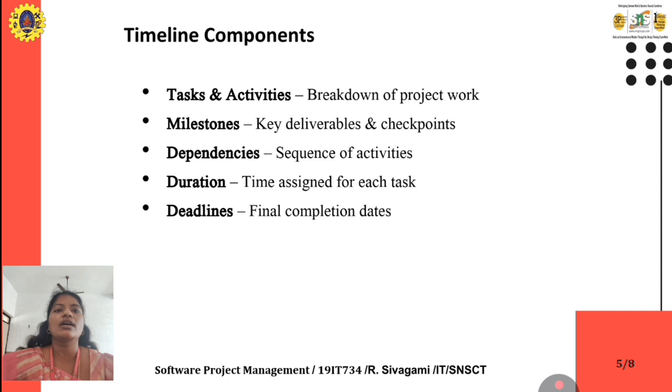We should fix checkpoints for our projects. And then the dependencies, the sequence of activities. Dependencies means that before we divide our project into small tasks, we fix a sequence process for the project. It is called the dependencies. And then the duration, the time we should allocate for each task. And then the deadline, the final completion date. The deadline is where we fix the final completion of our whole project.